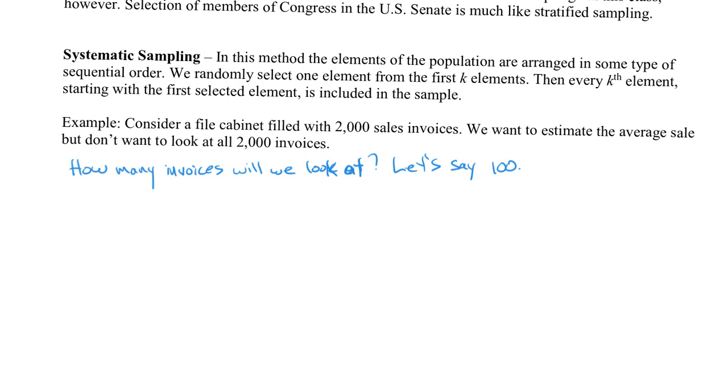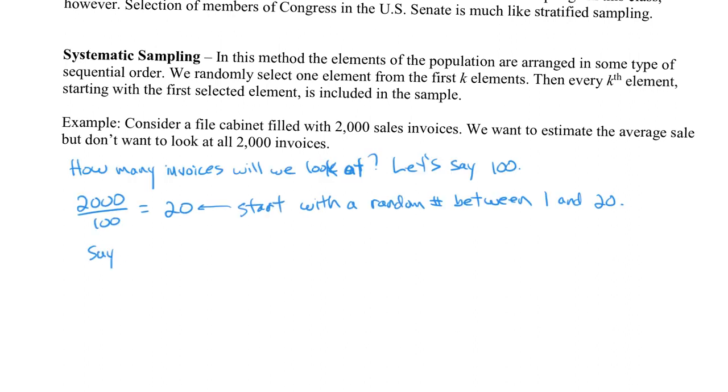So we take the 2,000 total invoices. We're going to look at 100, so we take 2,000 and divide it by 100. That gives us 20. So what we are going to do is start with a random number between 1 and 20. And it doesn't matter what number you pick. So let's just say you pick 8. Okay, so a random number is 8.